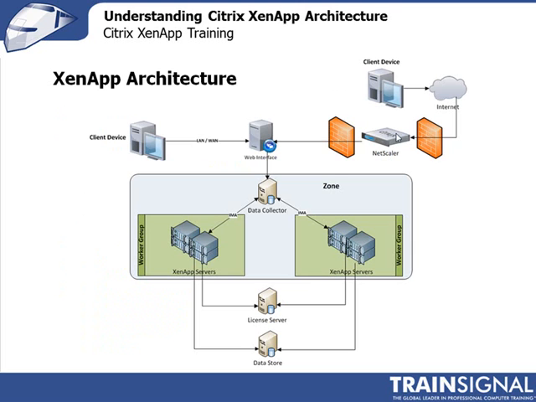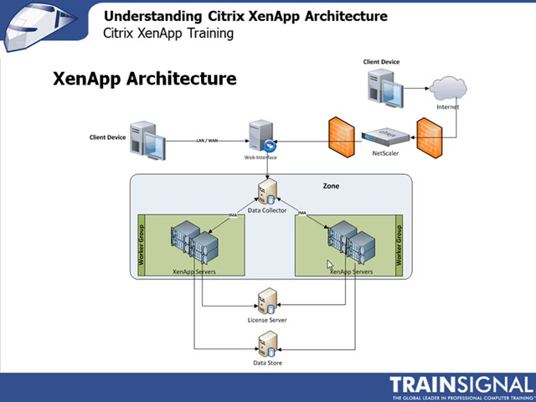You'll notice that you have a client device trying to connect from outside the network. It goes through the cloud, through the internet, whatever you want to call it, through the firewall, NetScaler, Access Gateway, Secure Gateway, which is in the DMZ, and talks to your Web Interface server. Then you have the zone here. The zone has one data collector. It talks to the data collector: Hey, data collector, which is your least busy server for my particular application? And it connects the user to that particular application.